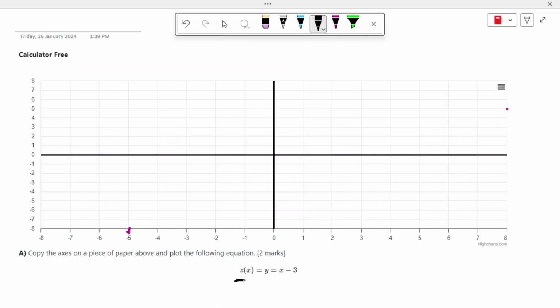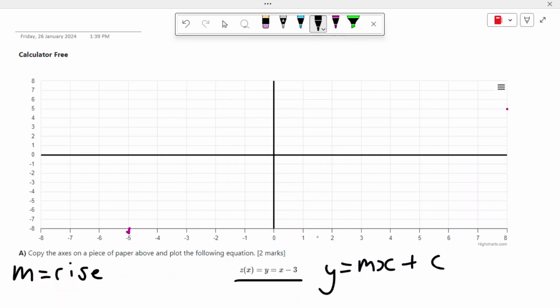This question is asking us to plot this equation here. So y is equal to x minus 3, okay? And for this, we have our common equation, y is equal to mx plus c, okay? m is equal to the gradient, the rise over the run, whereas c is equal to our y-intercept.